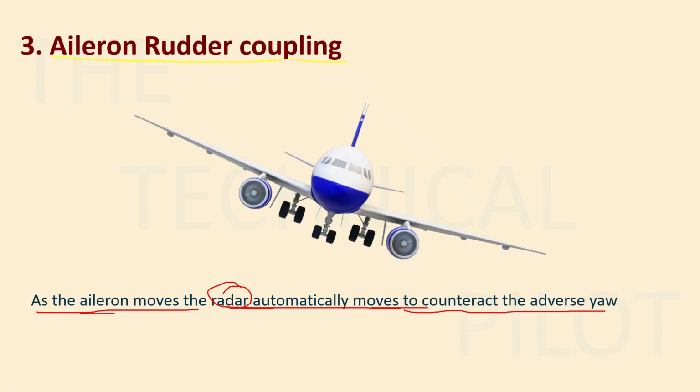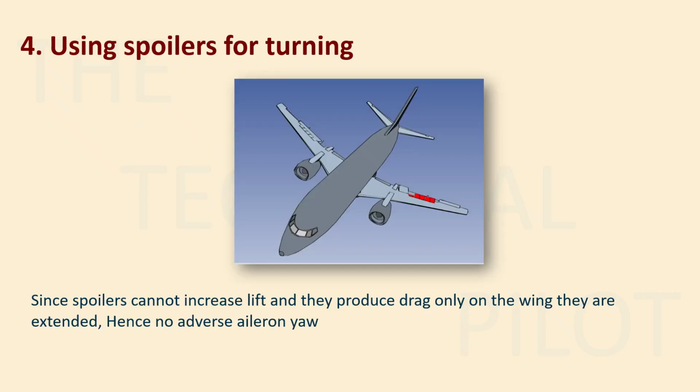It will move, obviously, in the opposite direction so that the rudder will be able to counteract the adverse aileron yaw. So it will be paired. Whenever you move the aileron, there will be a slight movement of the rudder too, which will counteract the yaw. All right. Then we can use spoilers for turning, or sorry, for rolling.